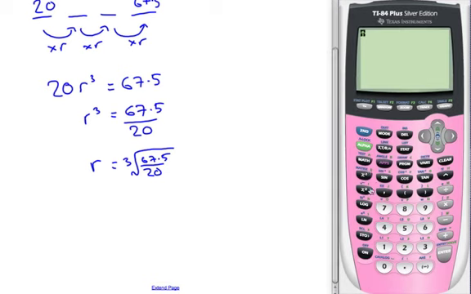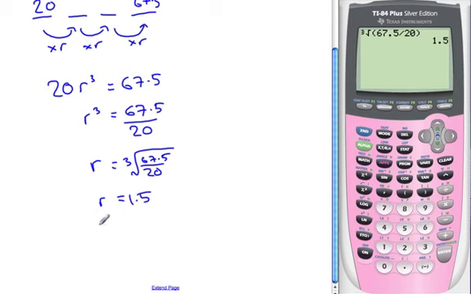Okay, so I can do that on here. In the math menu you've got a cube root there. So the cube root of 67.5 divided by 20. That's 1.5. R equals 1.5. Okay, so we've shown that.